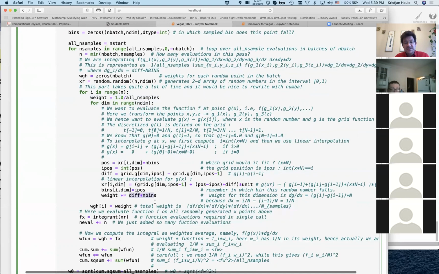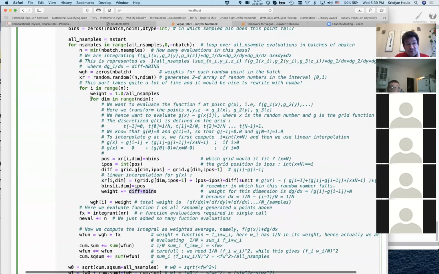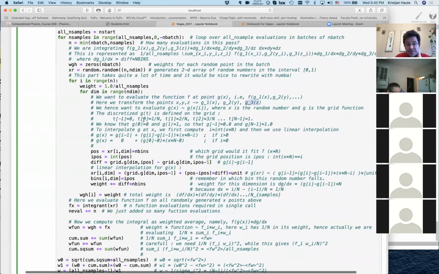Now let me see how these derivatives work. We need to go over all dimensions here, dimension 1, dimension 2, dimension 3, and we want to evaluate the function f at point g of x, isn't it? So we need f of g1 of x, g2 of y, and so on and so forth. Here we basically transform points x, y, z into g1 of x, g2 of y, and g3 of z, and so on. In order to do that, we need to evaluate g at those grid points.